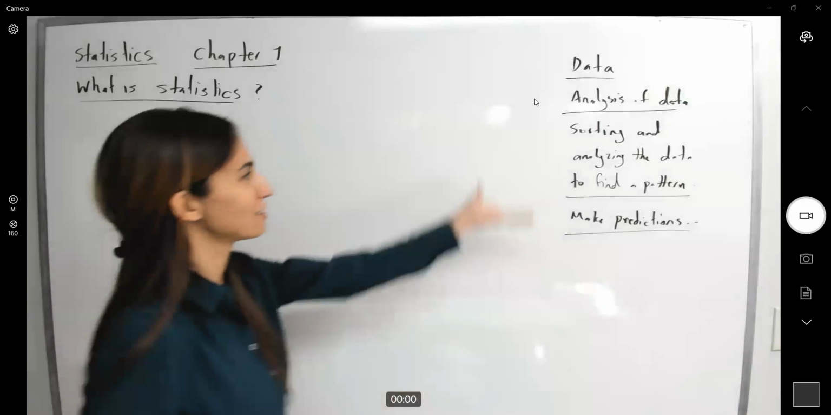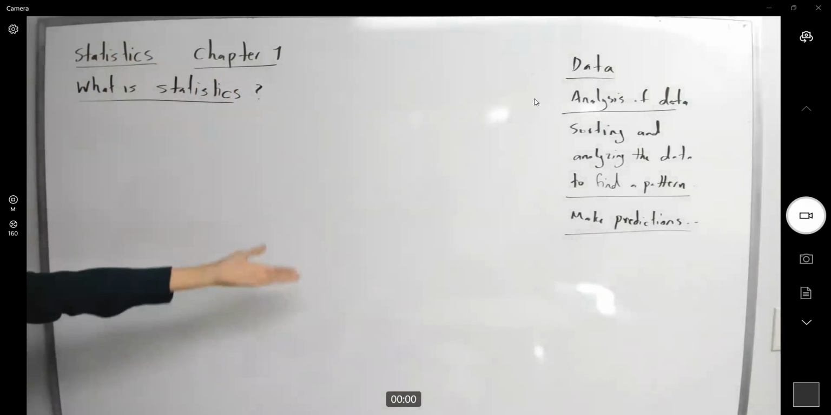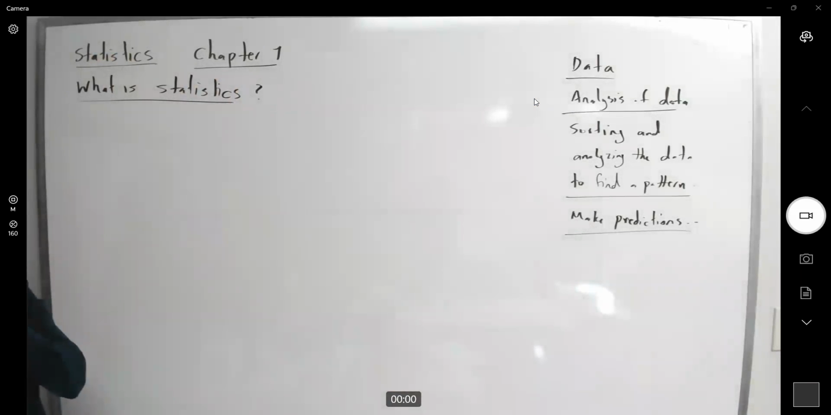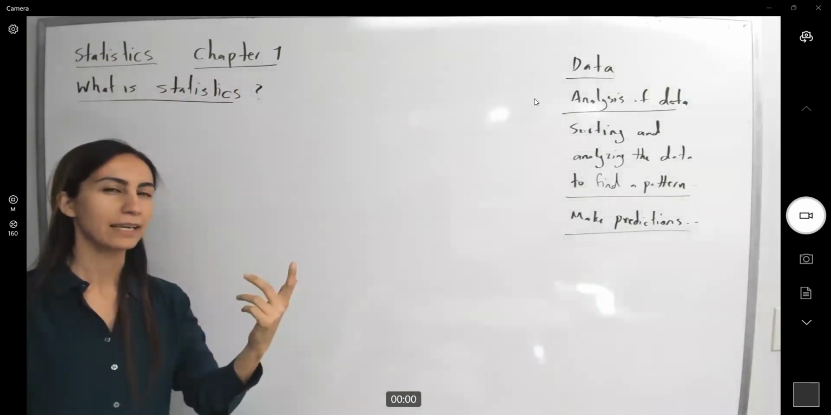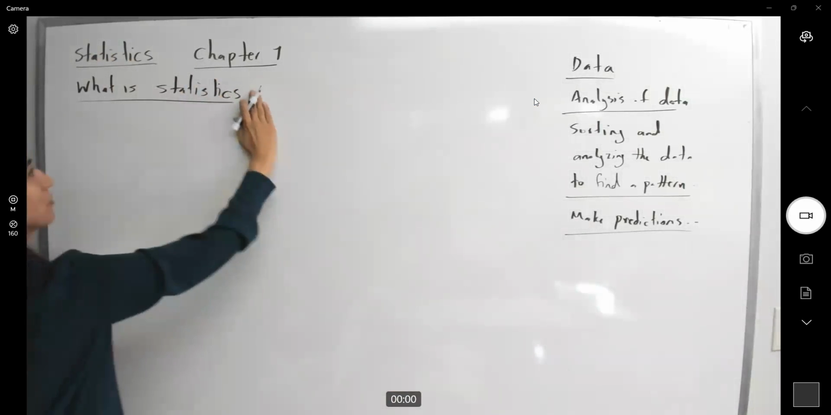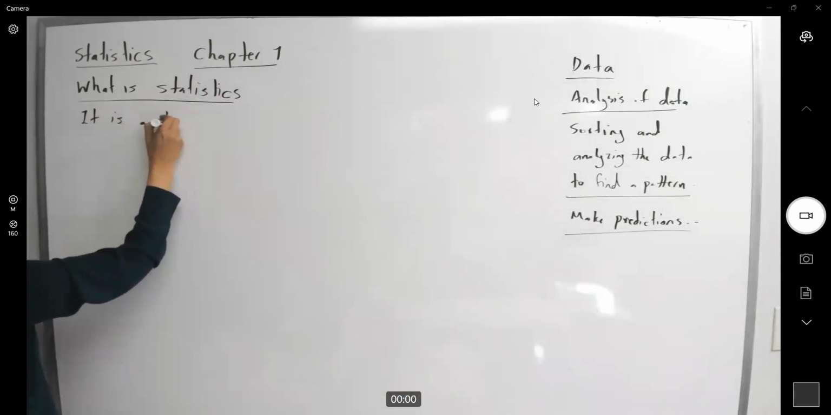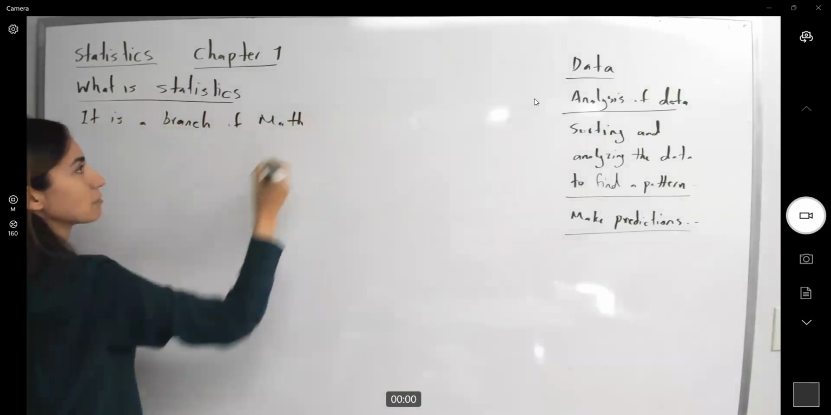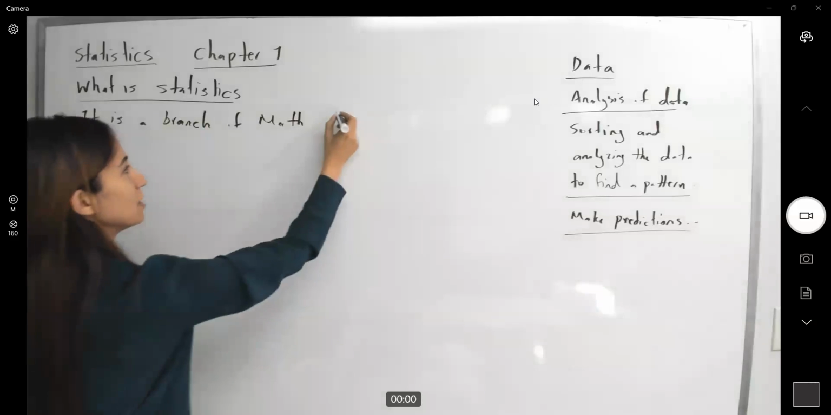So these are the answers that I have from you: the data, the analysis of data, sorting and analyzing the data to find patterns, make predictions, and so on. So when you're defining statistics, we are saying that statistics is a branch of math that follows some important steps.